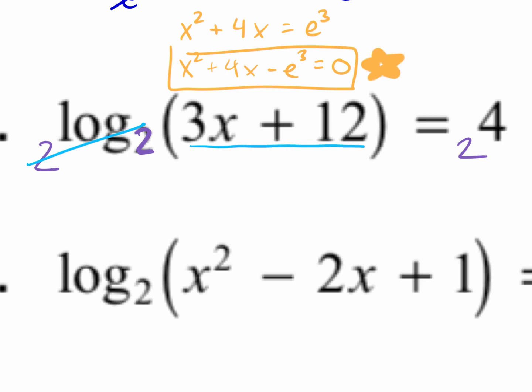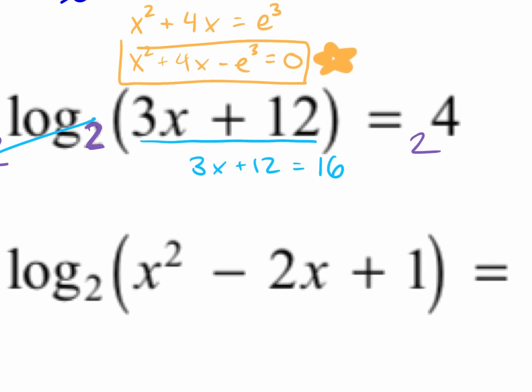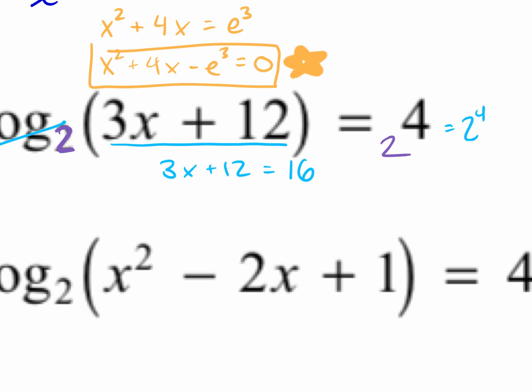So I'm left with 3x plus 12 is equal to what? 2 to the fourth power, which is 16. So this isn't 2 times 4, it is 2 to the fourth power. And 2 to the fourth power is 16. What do I do next to solve? Subtract 12. So 3x is equal to 4. And then what? Divide by 3. So x equals 4 over 3. Perfect.